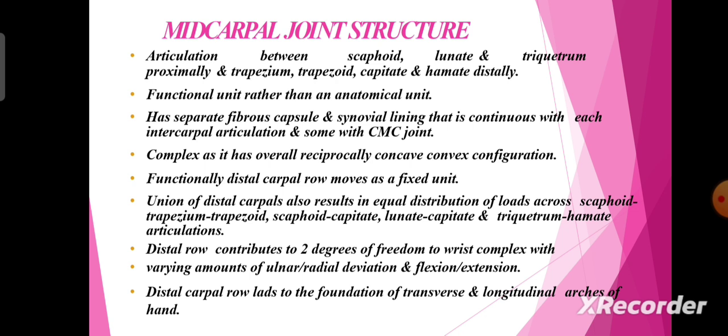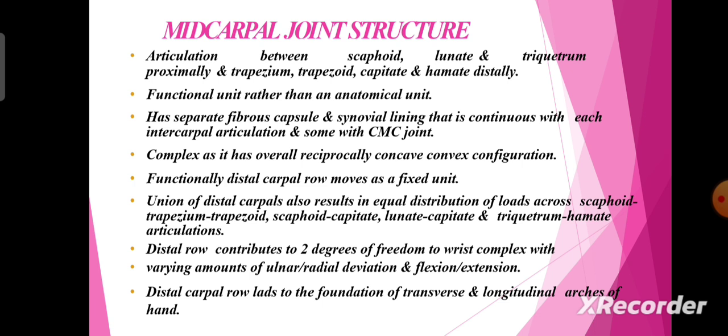So in this presentation, we'll talk about the wrist and hand complex biomechanics, in which we'll discuss the mid-carpal joint structure. The mid-carpal joint is the articulation between the proximal and distal row of the carpals. It is the articulation between the scaphoid, lunate and triquetrum proximally and the trapezium, trapezoid, capitate and hamate distally. It is a functional unit rather than an anatomical unit.